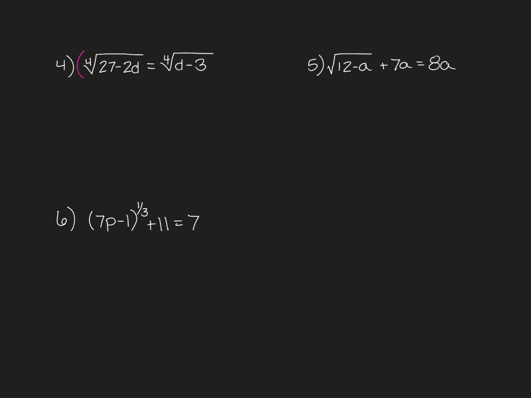So all you have to do is just raise each side to the fourth power. You will get 27 minus 2d is equal to d minus 3. Then start solving your equation. So I'm going to add 2d to both sides, and I'm going to add 3, so I'm going to get all of my variables on one side. Over here I will have 3d, and then all my numbers on the other. Over here I will have 30. Divide by 3, and you will get 10. d is equal to 10. Always check.